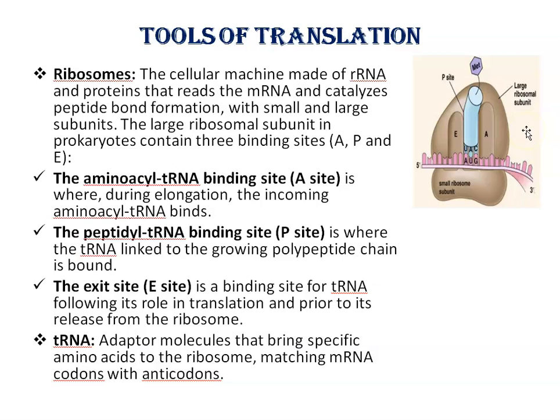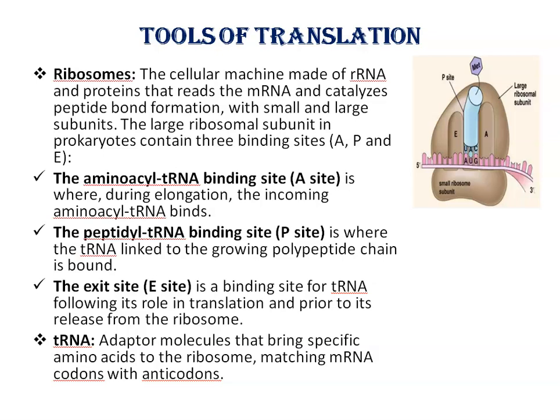The larger ribosomal subunit in prokaryotes contains three binding sites: the A site, P site, and E site. The A site, or aminoacyl tRNA binding site, is where the incoming aminoacyl tRNA binds during elongation. Then the P site, the peptidyl tRNA binding site, is where the tRNA linked to the growing polypeptide chain is bound. And the third one is the E site, that is, the exit site. It's a binding site for tRNA following its role in translation and prior to its release from the ribosome.